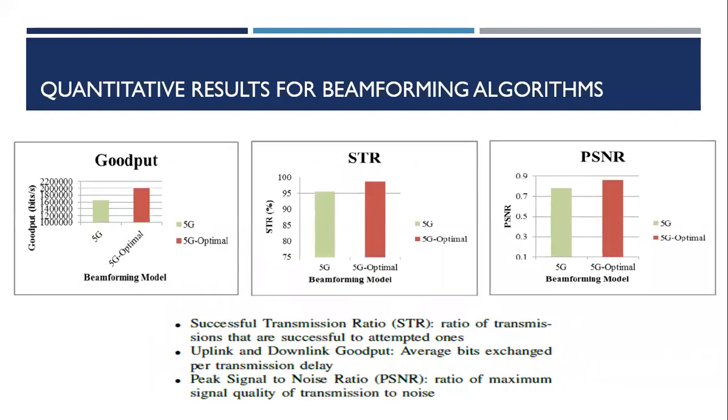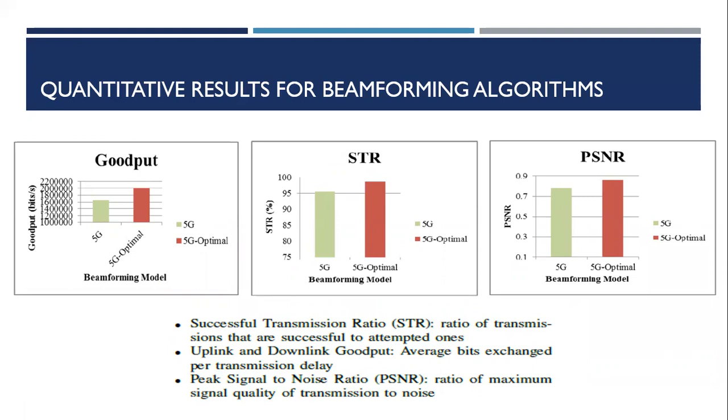Also, the same study reported the results in terms of goodput, STR, and PSNR for the 5G and 5G optimal. 5G optimal included the optimal beamforming, and 5G did not. So I thought the results were relevant to be discussed here as well.